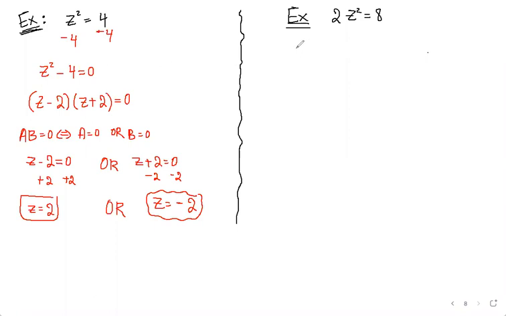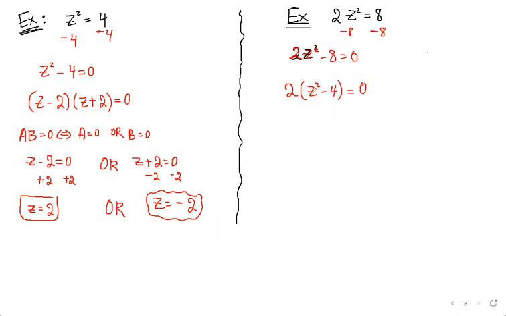Or if I don't like to divide both sides by 2, I can subtract the 8 from both sides and do the same steps like before. Let me do the steps like before to explain more. So I subtract 8 from both sides, minus 8, minus 8. That gives me 2z squared minus 8 equals 0. Now I factor this. I find the greatest common factor. What's the greatest common factor between these two terms? 2. 2 times z squared minus 4.